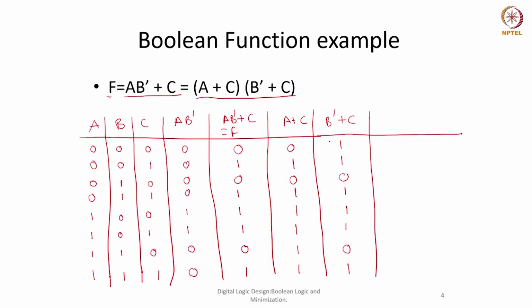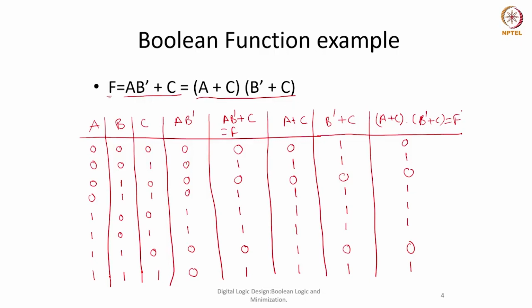Now we are going to AND this and this, so that means this is a plus c dot b dash plus c. Now we'll AND these two columns, so 0 and 1 is 0, 1 and 1 is 1, this is 0, 1, 1, 1, 0, 1. So if you see, for all combinations, this value is the same as this. 0 is equal to 0, 1 is 1, 0 is 0, there are 3 ones, there are 3 ones, this is 0, this is 0, this is 1, this is 1. So I can say that a plus c dot b dash plus c is also equal to f.